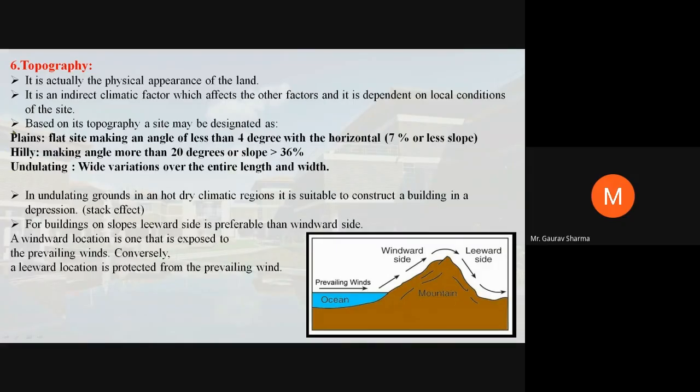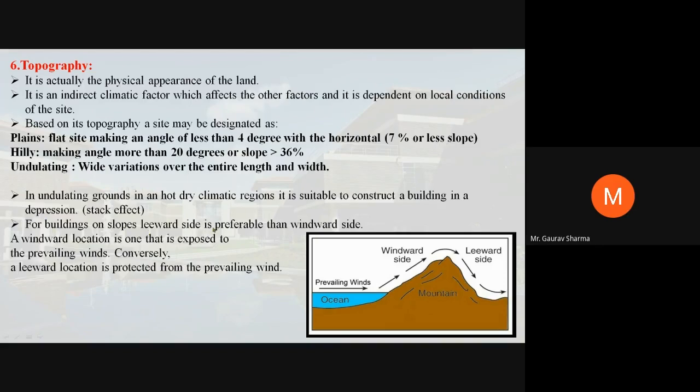क्लियर है, तीनों आपको समझ में आ गया। In undulating grounds in hot dry climatic regions it is suitable to construct a building in a depression. ठीक है, यहाँ डिप्रेशन में बिल्डिंग कंस्ट्रक्ट करना सुटेबल माना जाता है इफ द ग्राउंड इज क्वाइट undulating. Undulating means there is series of disturbance in the ground, up and down, up and down. Okay, in that case it is considered good, considering the stack effect, that your building is situated in a depression, because we know that on the depression side the temperature will be suitable, the air will be less warm over there. Okay, so that's why the stack effect comes to the picture at that time, and we will plan the building in some depression over there.